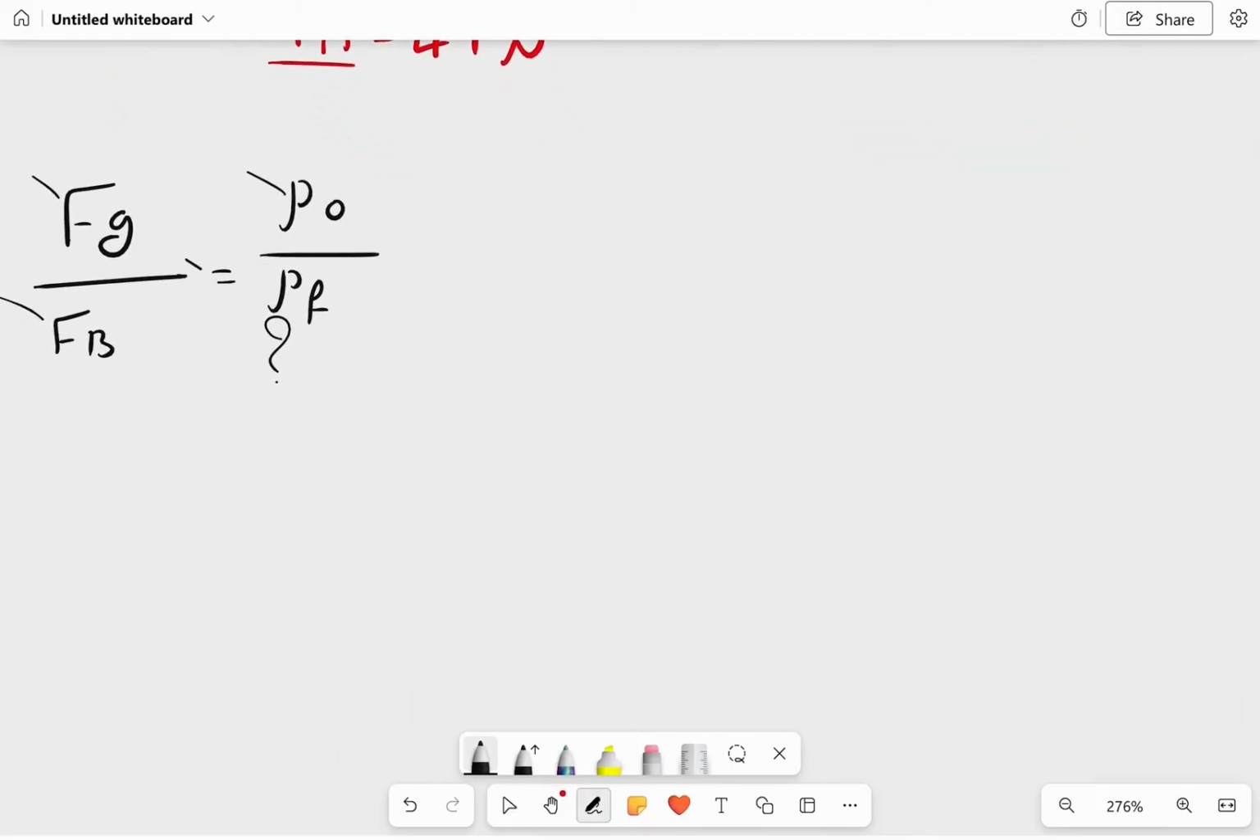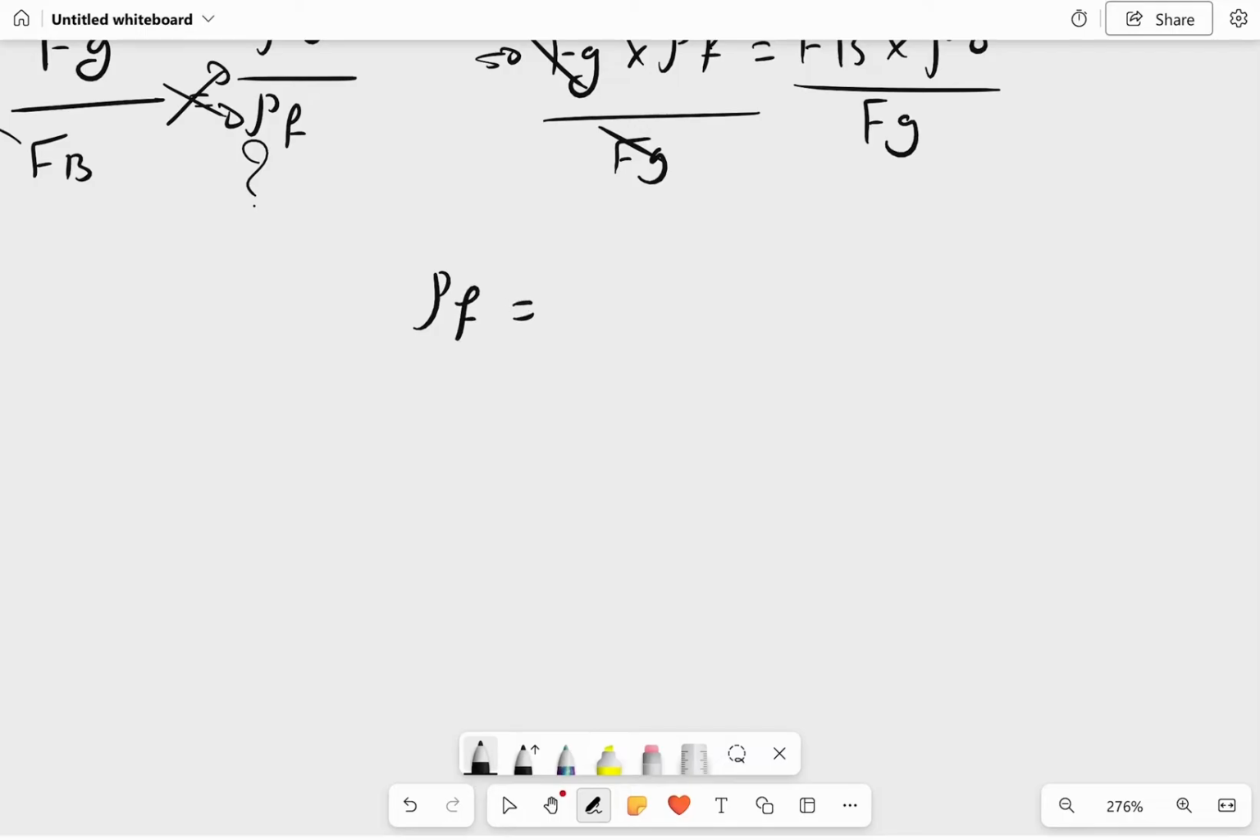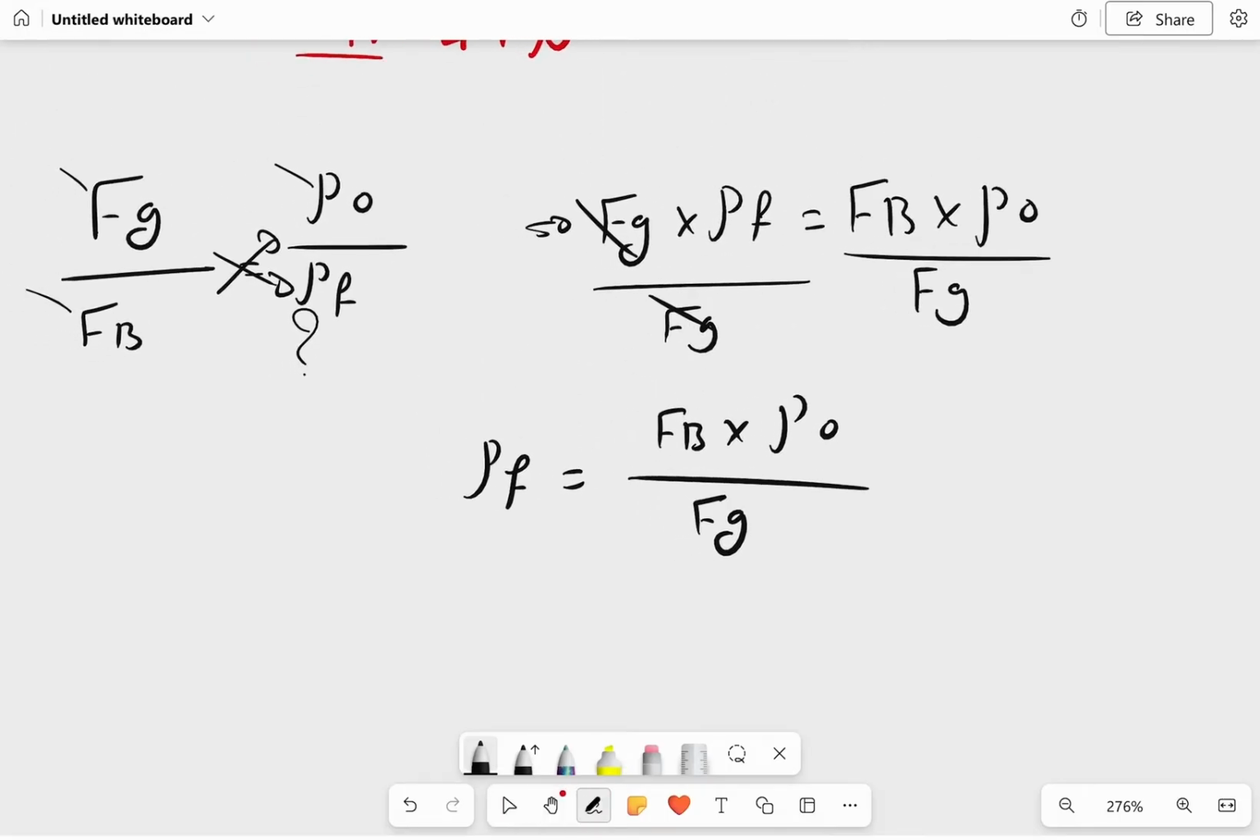Let's rearrange the equation. Cross multiplication: Fg times density of the fluid is equal to Fb times density of the object. Now divide this by Fg. Fg cancels, and the density of the fluid remains alone. Then you have Fb times density of the object divided by Fg. Guys, if you don't know how to rearrange the equation, practice this a lot. You should be comfortable rearranging the equation as demanded in the question. It's easy, it just needs a little bit of practice.